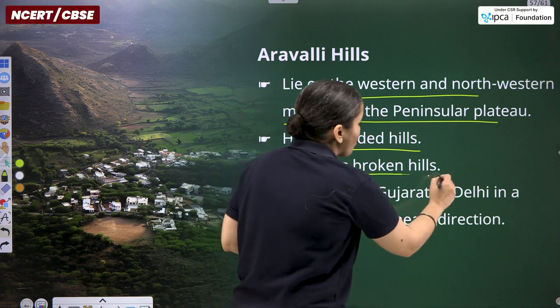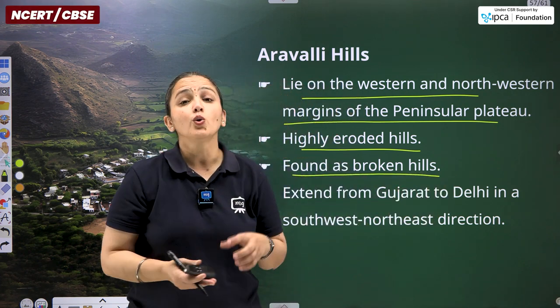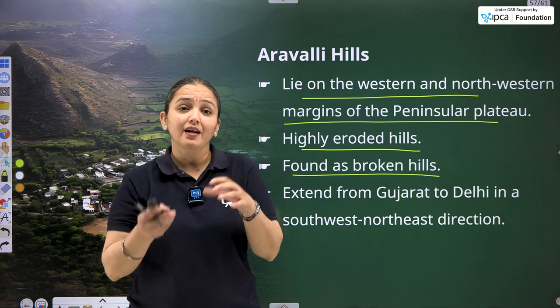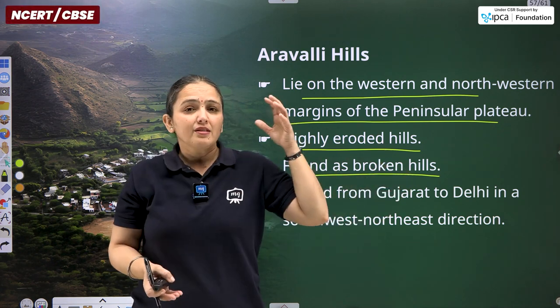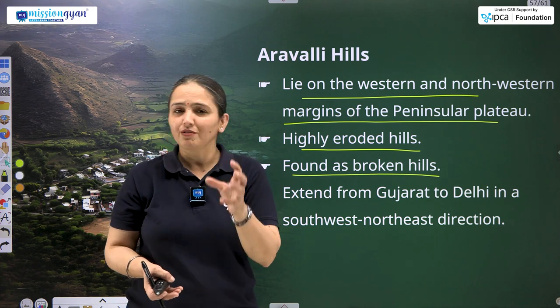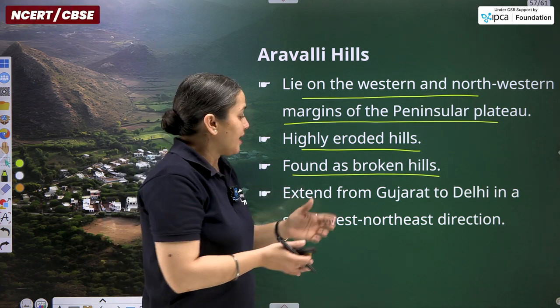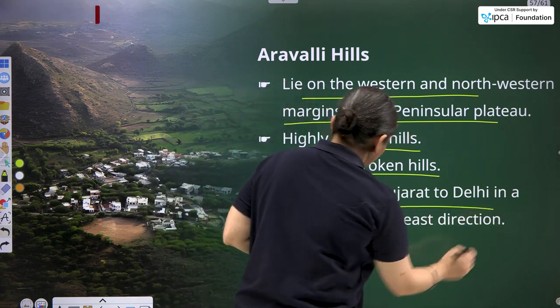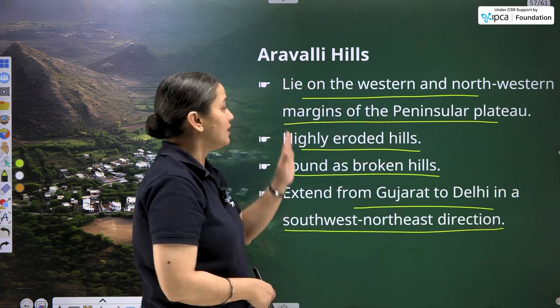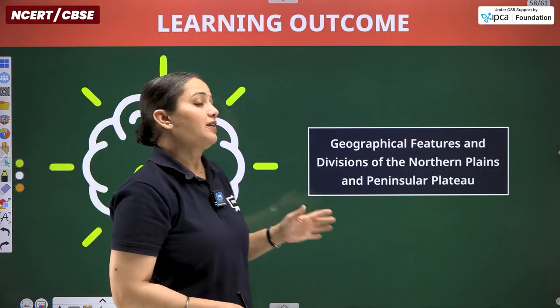They are eroded by the passing time, so they are found as broken hills. Now they are not found as a range; at present they are in individual hill forms. As an example, you can consider the Jaipur region of Rajasthan. They extend from Gujarat to Delhi in a southwest to northeast direction. So that is the location of the Aravalli Hills.